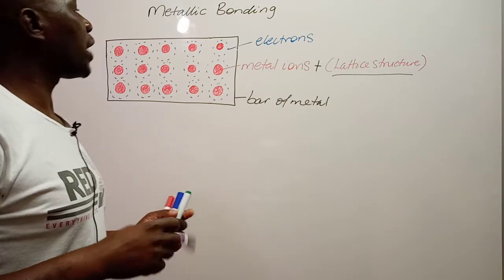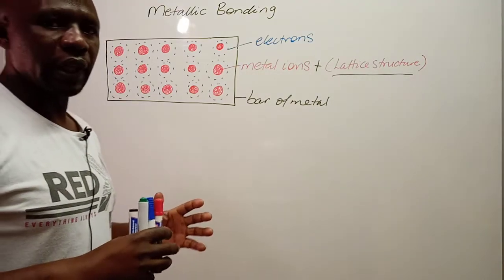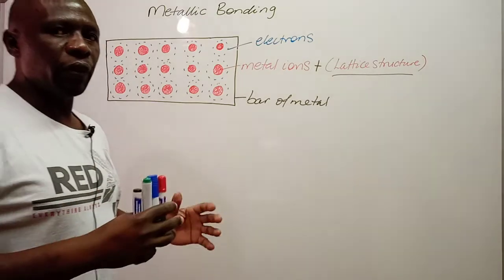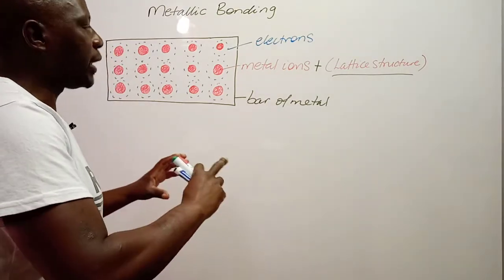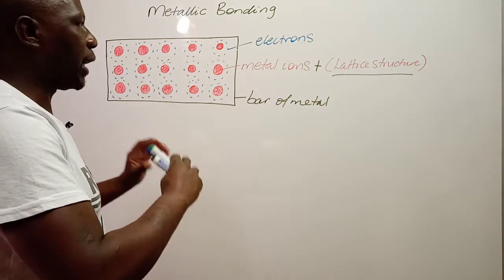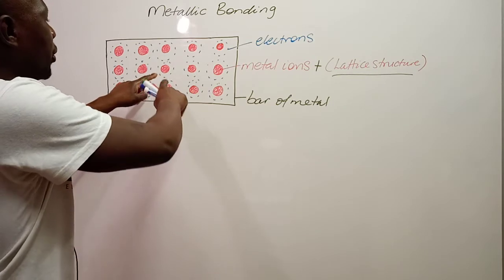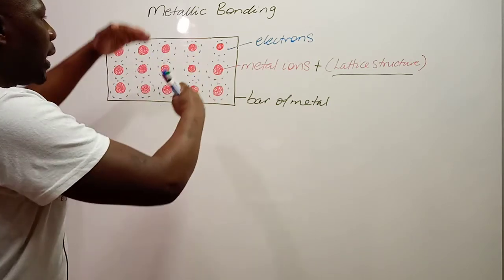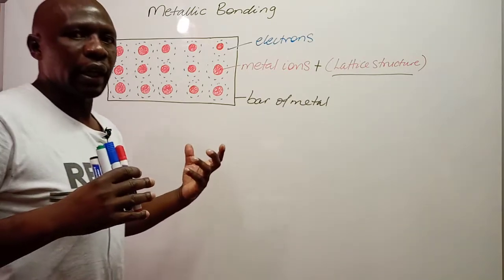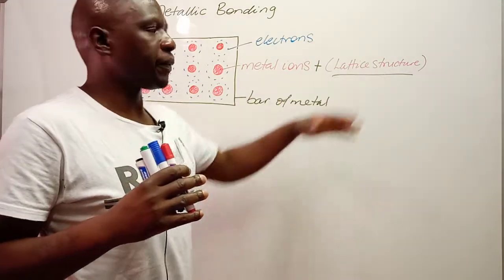And a lattice structure is a situation where metal ions are arranged uniformly, side by side, and the way that they are arranged is repeating. So from the center here, the metal ions repeated themselves outwards and outwards, as well as at the top and the bottom. That is a lattice structure.